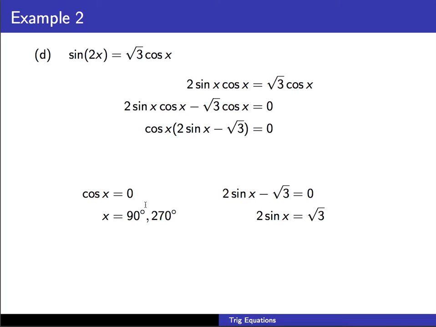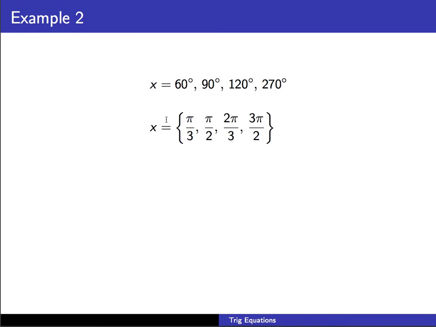Cosine column, we got 90 and 270, where cosine is equal to 0. And if we add square root of 3 to both sides and then divide by 2, we get sine of x is the square root of 3 over 2. That happens at 60 degrees and 120 degrees. So we have 4 angles between 0 and 360 that make this original equation true. And converting them to their radian form, we get pi over 3, pi over 2, 2 pi over 3, and 3 pi over 2 for our answers in radians between 0 and 2 pi.